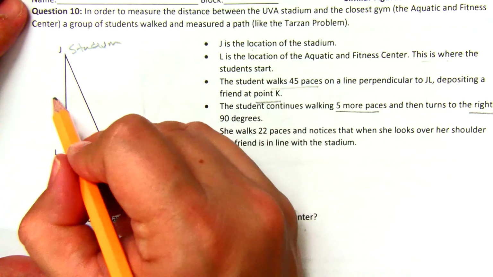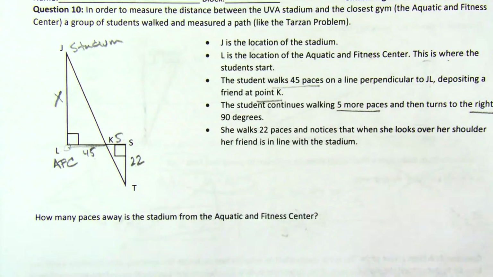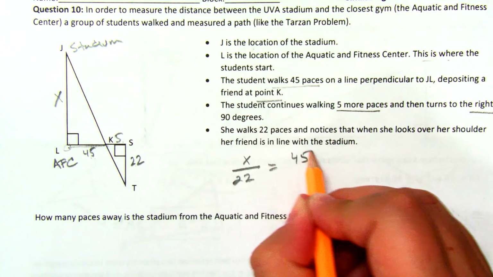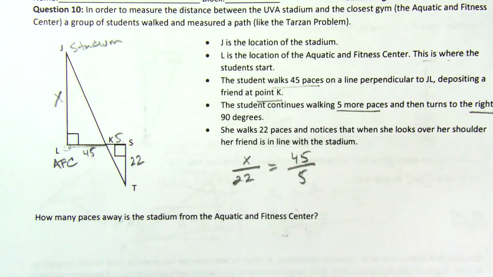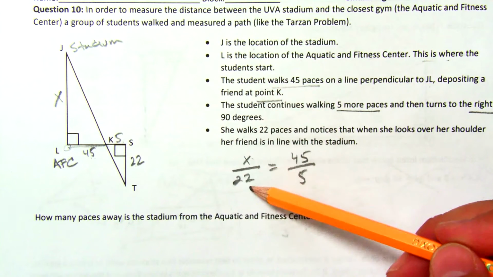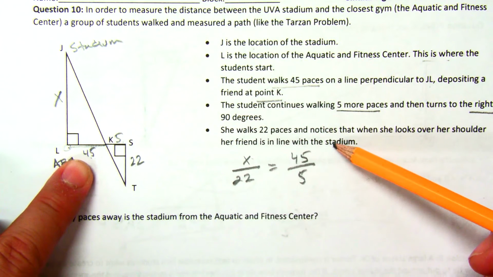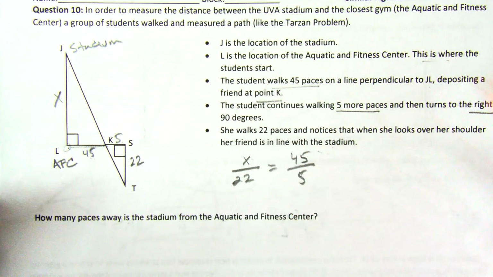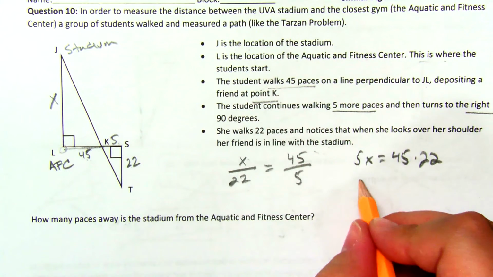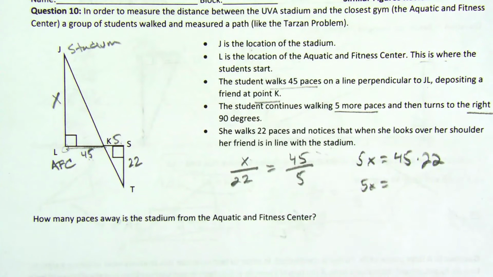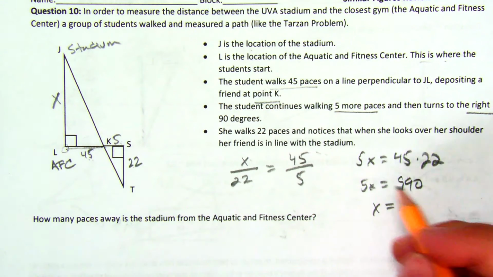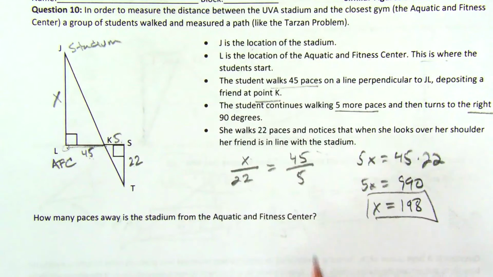22, 5, 45, and the thing we're looking for, we'll call it X. So X goes with 22, 45 goes with 5. I've got my proportion, and I can solve. Be careful. Make sure you put things in the right place. If I've got the big triangle on top on the left-hand side, then I need to have 45, the big triangle, on top on the right-hand side. Okay, 5x equals 45 times 22. 5x equals 990. And so x equals 198. That's my answer for this part here.